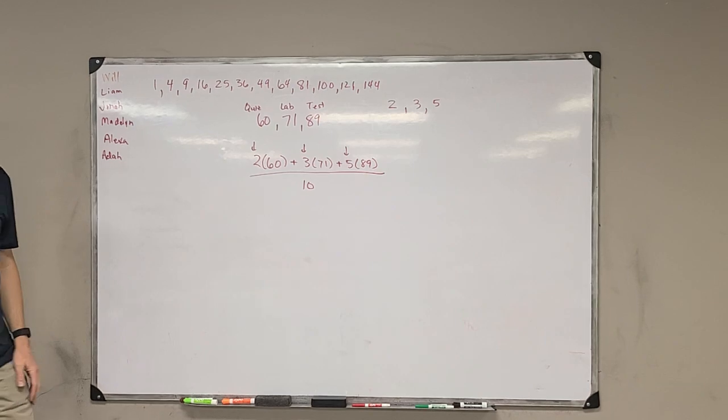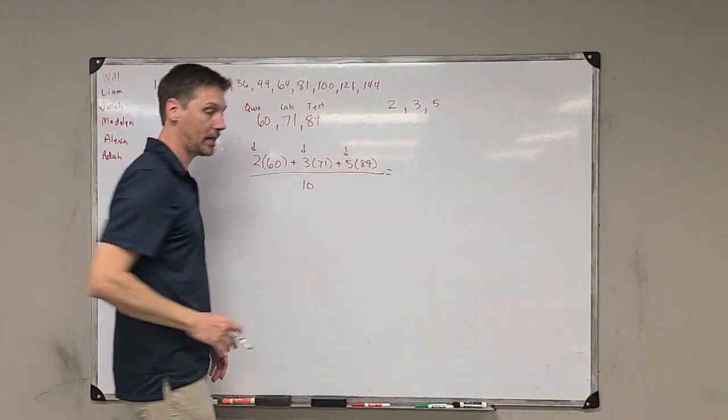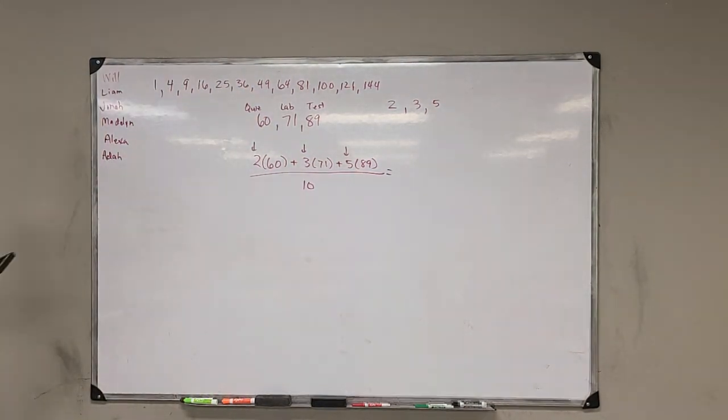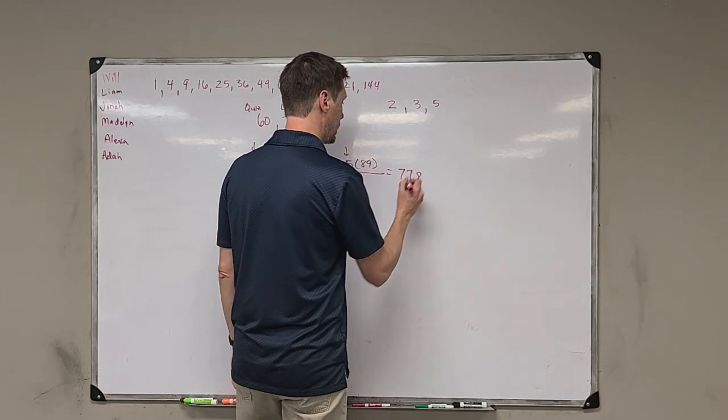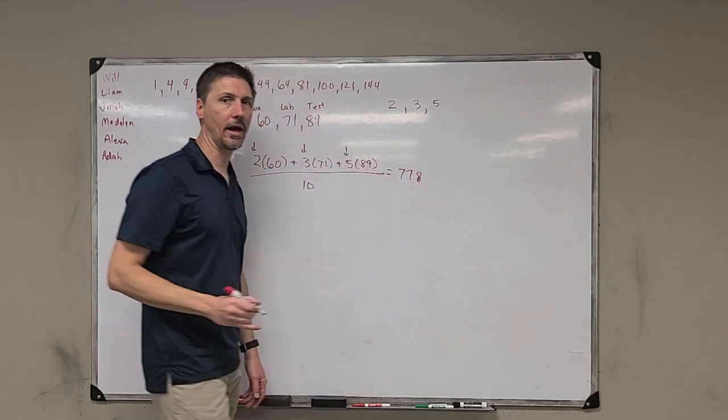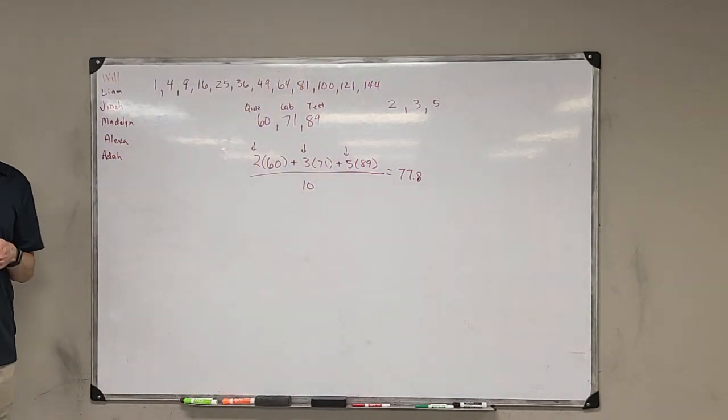So 10 scores altogether. So I divide the whole thing by 10. Let's see, 2 times 60 plus 3 times 71 plus 5 times 89. Then that whole thing divided by 10 looks like a 77.8. I hope if you take my chemistry class, you'll do a little better than that. But at least you would have passed, all right?